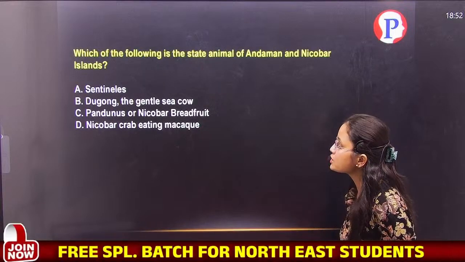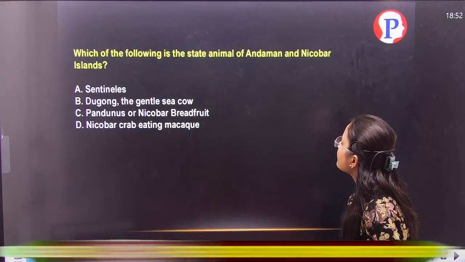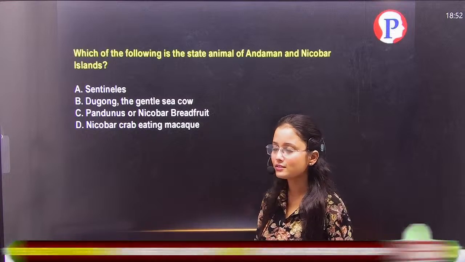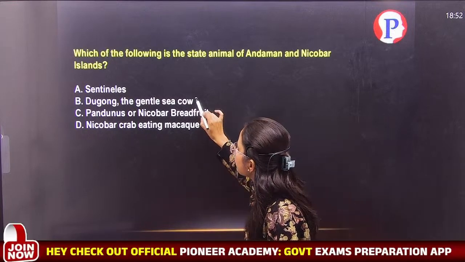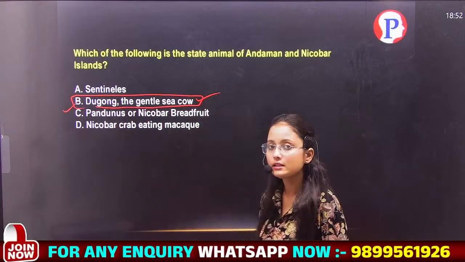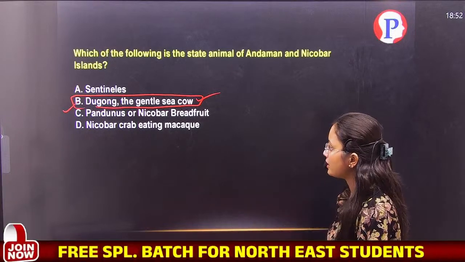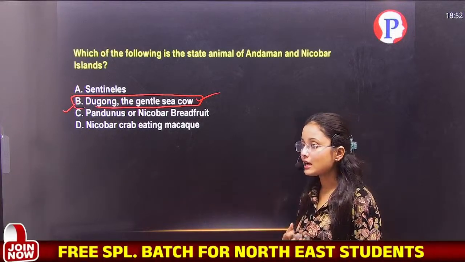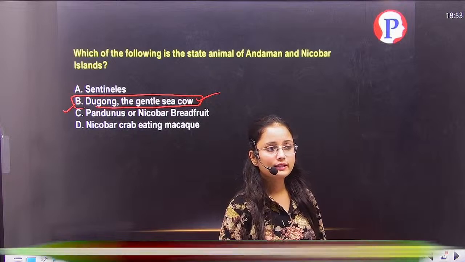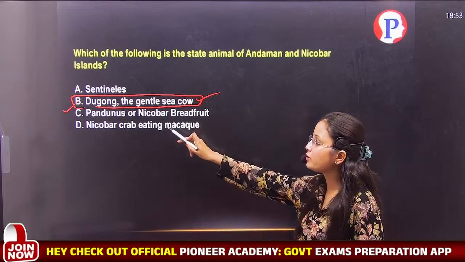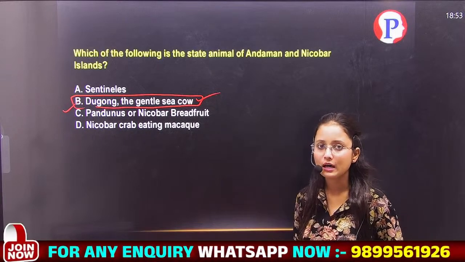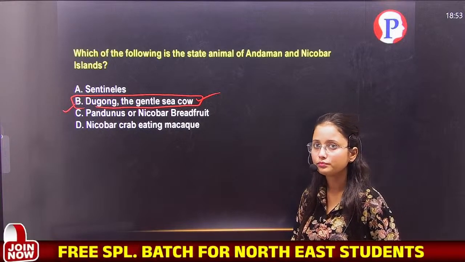Then the third question is, which of the following is the state animal of Andaman and Nicobar? I have not discussed this question with you, but the right answer is the dugong fish, the gentle sea cow. This is the state animal of Andaman and Nicobar. When the examiner asks, because it is a current affairs question, where is the Dugong Conservation Center located? It is located in the Gulf of Mannar, near Tamil Nadu.